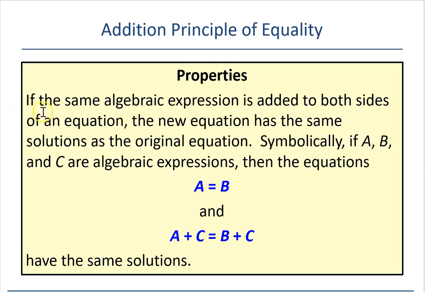Okay, if the same algebraic expression is added to both sides of an equation, the new equation has the same solutions as its original equation. Symbolically, if a, b, and c are all algebraic expressions, then the equations a equals b and a plus c equals b plus c, because you're adding the same amount to both sides. You're going to see me do this in algebra.